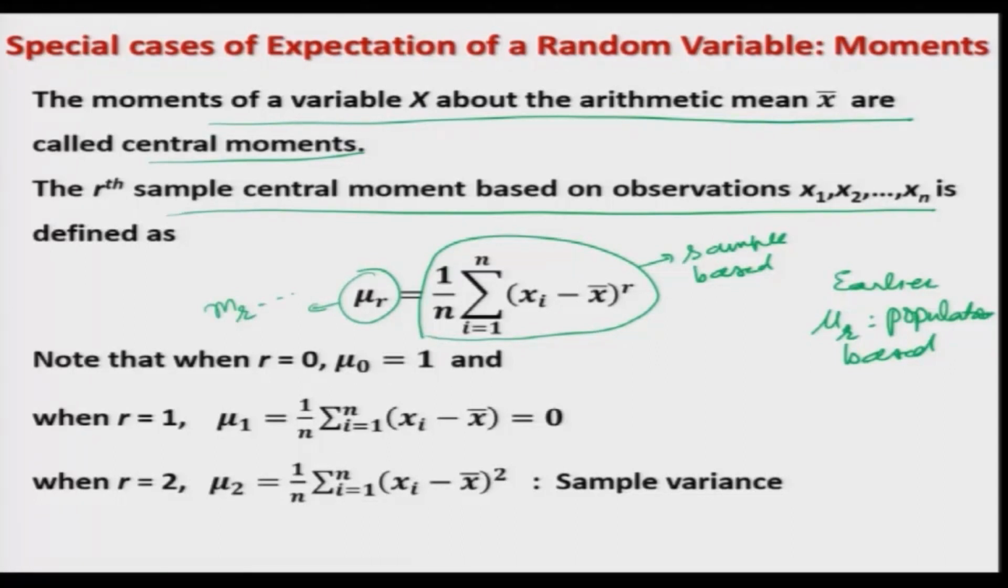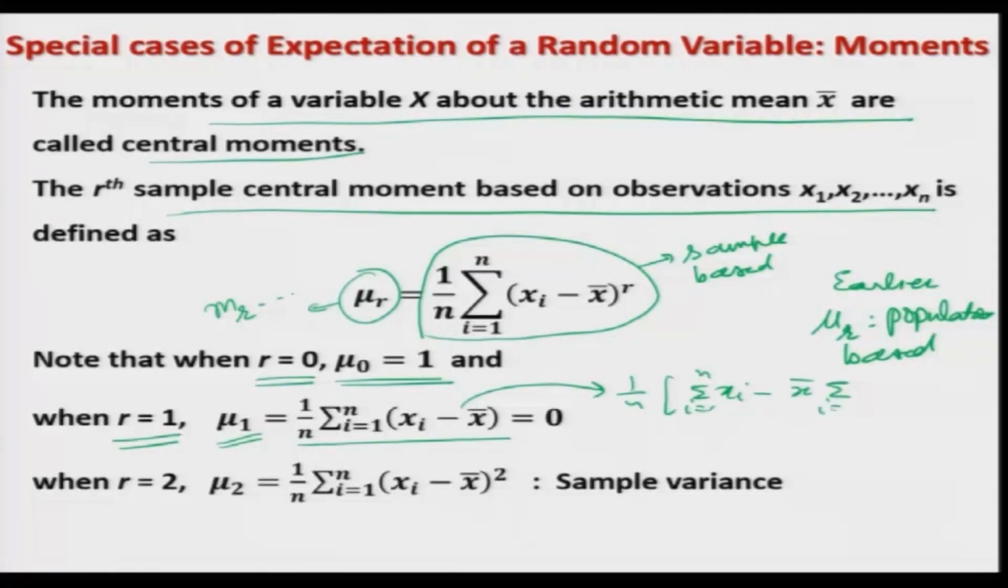So, in this case you will see that if you take r equal to 0, then mu 0 comes out to be 1, and if you take r equal to 1, then the value of mu 1 will become 1 upon n summation i goes from 1 to n of xi minus x bar, and if you solve it, this will become 1 upon n, summation i goes from 1 to n xi, minus x bar times summation i goes from 1 to n of 1. So, this quantity is simply n times x bar, and this quantity is n times x bar. So, this entire quantity becomes 0, right.